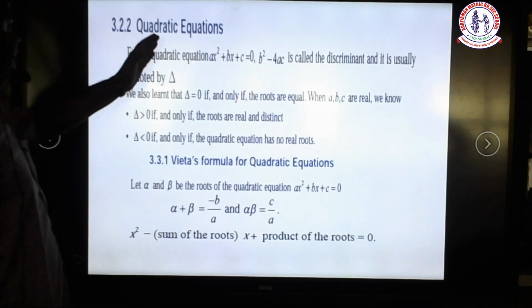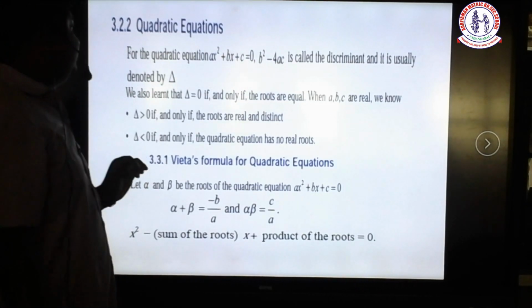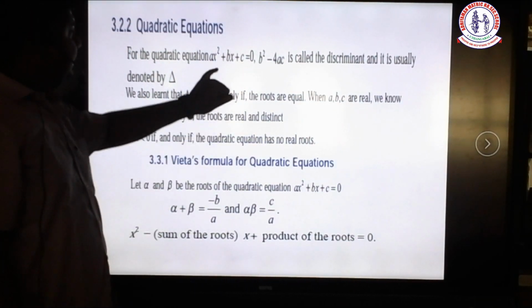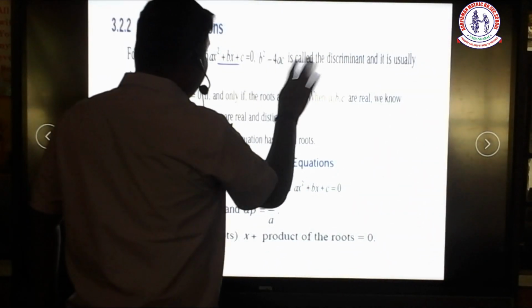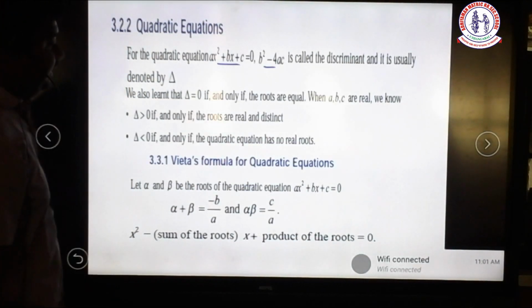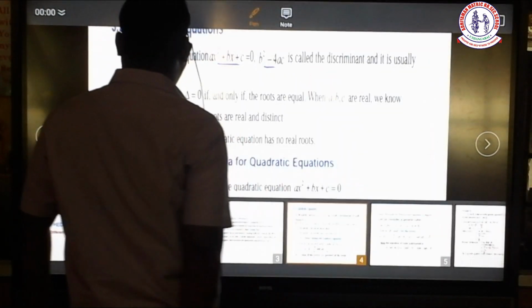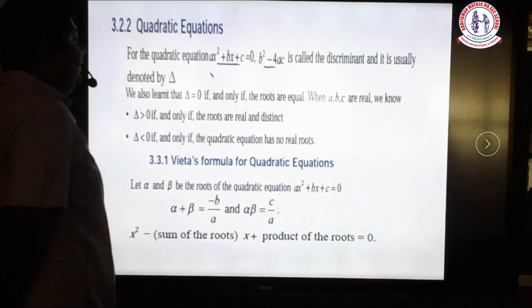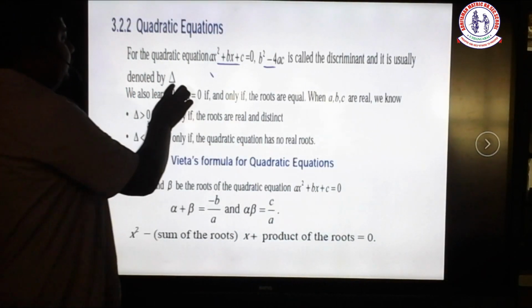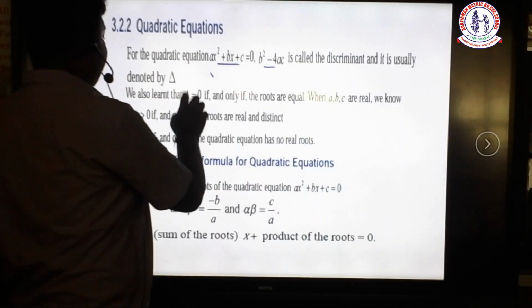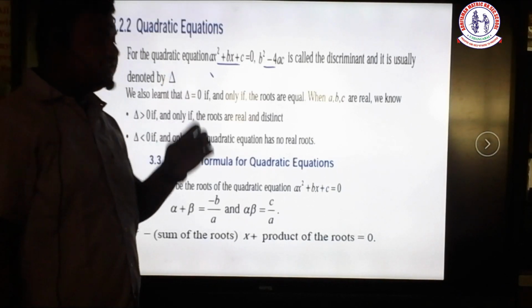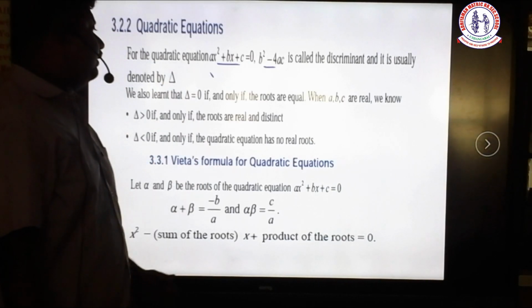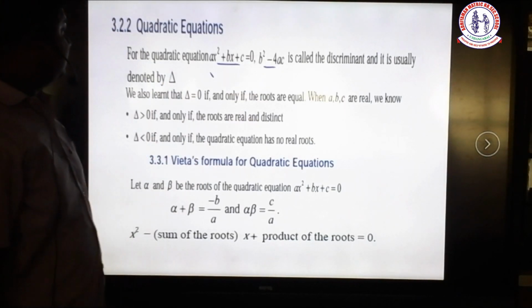Next, the quadratic equation. You are also familiar with the quadratic equation. We know the quadratic equation ax square plus bx plus c is equal to 0. Here b square minus 4ac is called the discriminant, and it is usually denoted by delta. We have 3 conditions for the discriminant. We learned about the 3 conditions already in the lower classes, but let us recall these definitions.